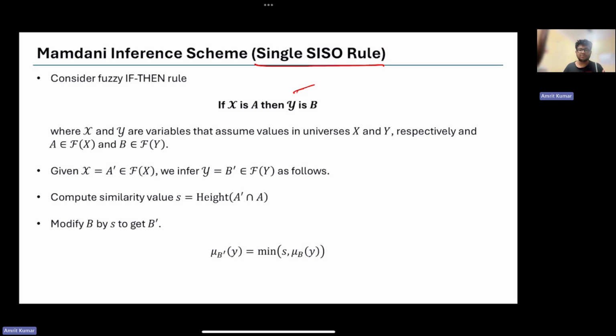So we have seen Mamdani inference in the context of a single seesaw rule. But what about multiple seesaw rules? Or what about those rules where you have multiple inputs, right? And that is what we will cover now. We'll cover it probably in the next part.